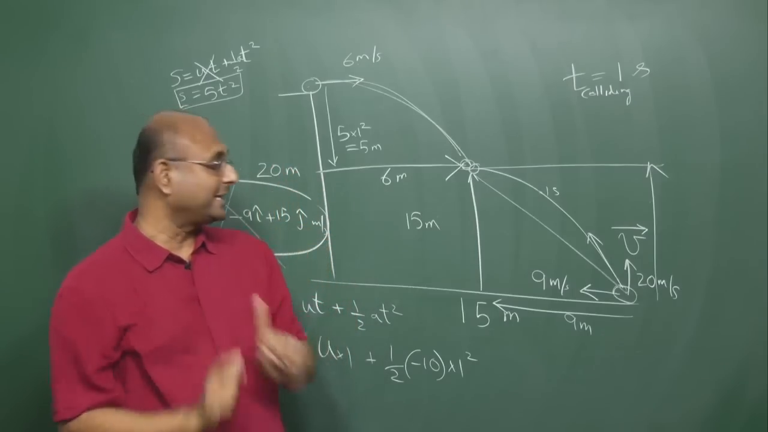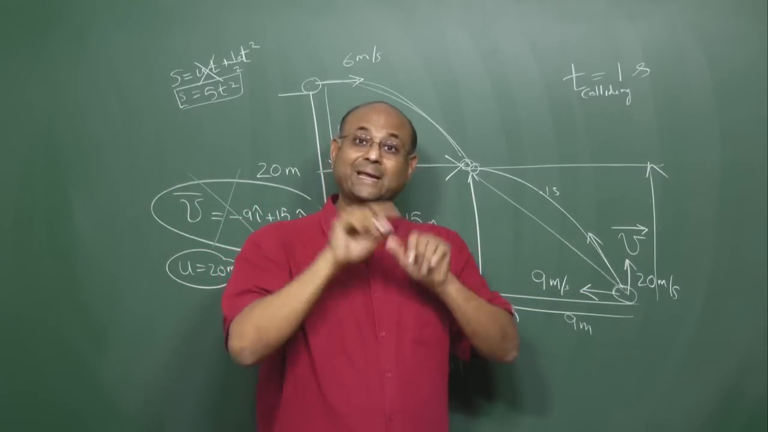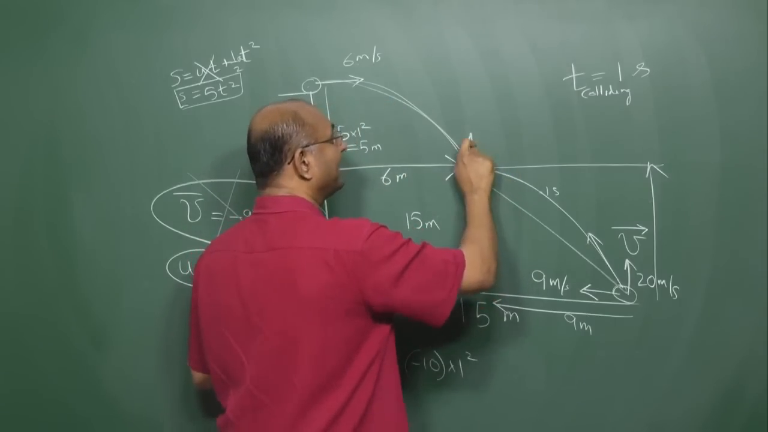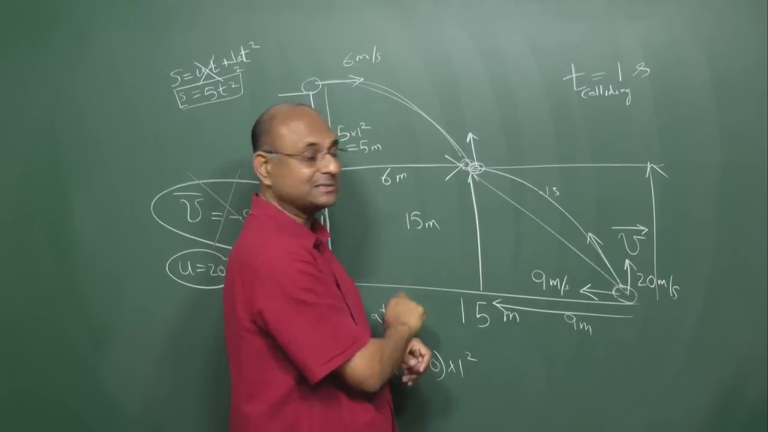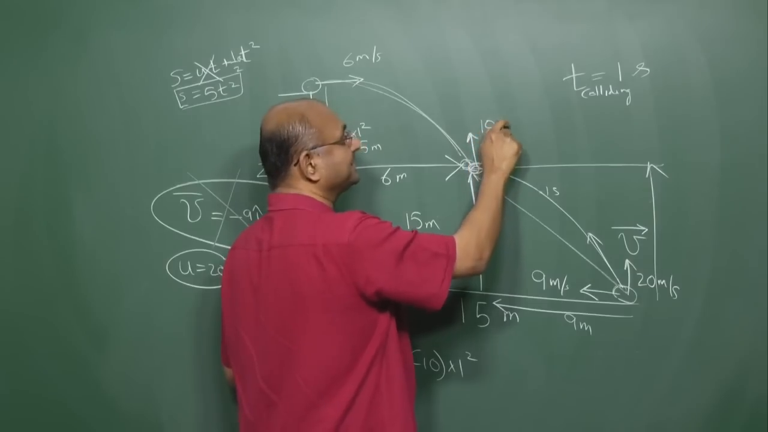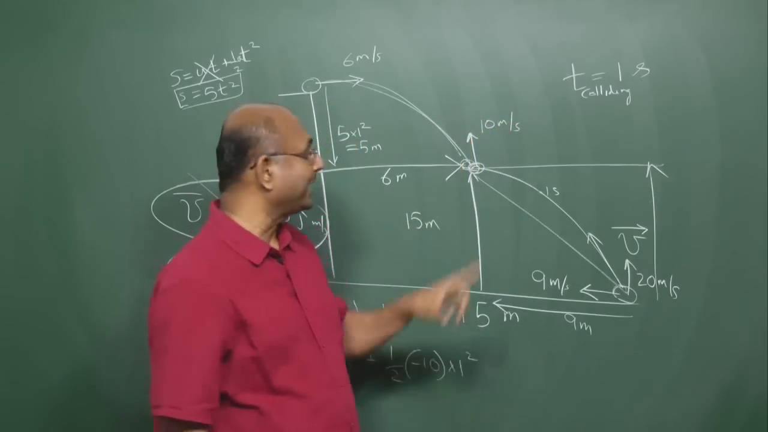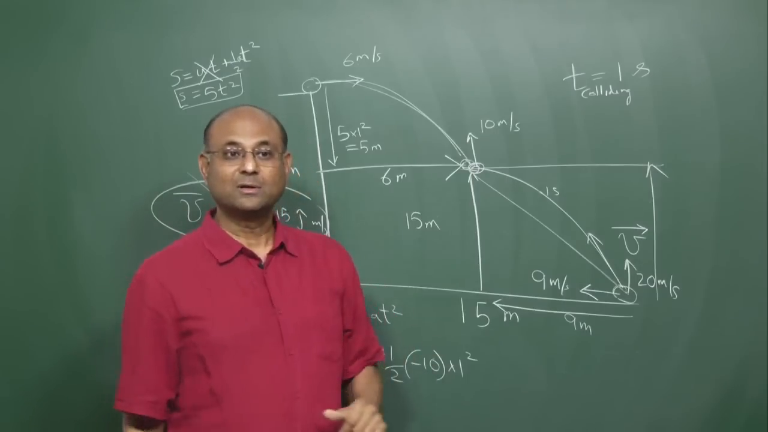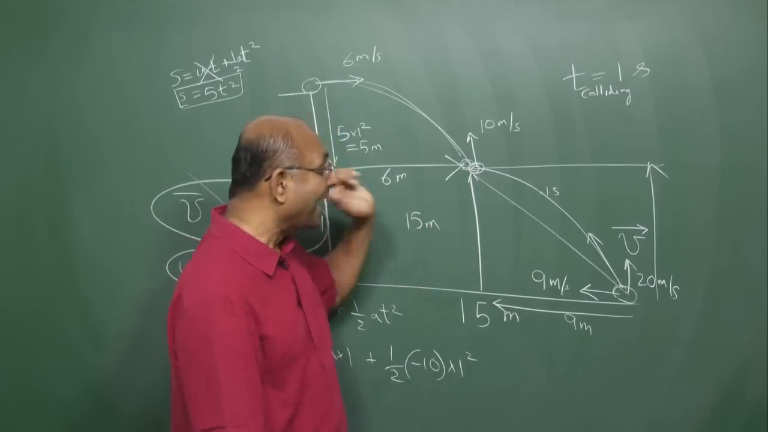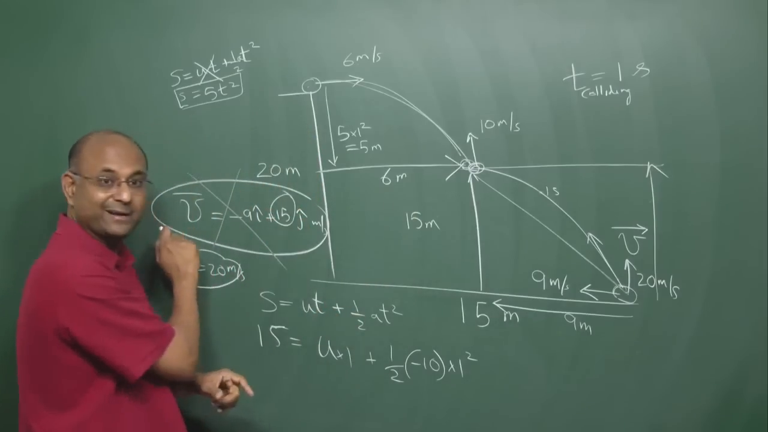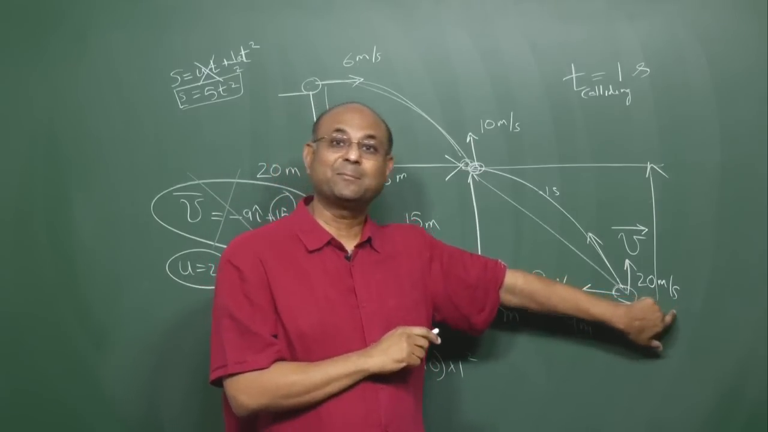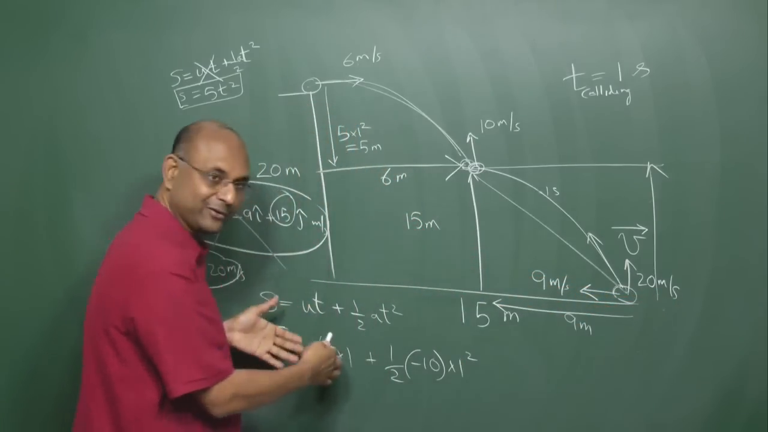V equals U plus AT, U plus minus 10 into 1. So at this point, this fellow's vertical velocity will be 10 meters per second. 20 minus 10, 10 meters per second. Average velocity, 10 plus 20 by 2, 15 meters per second. Average velocity is 15 meters per second. Initial velocity is not 15 meters per second, it is 20 meters per second. So you need to do a little bit extra calculation, okay?